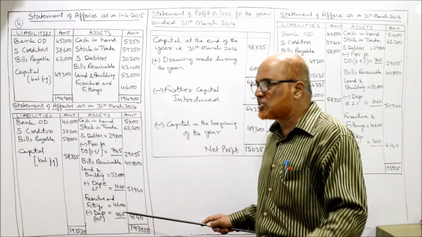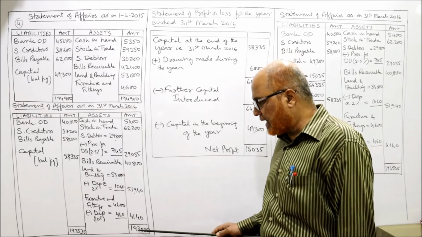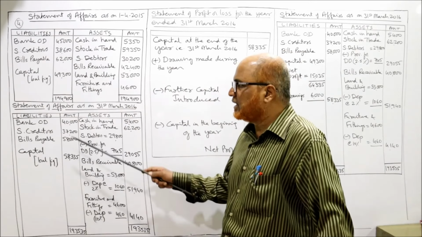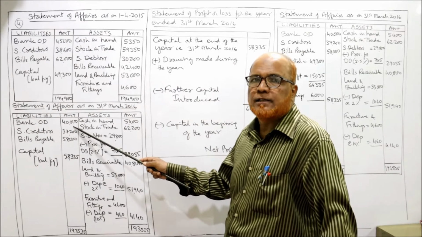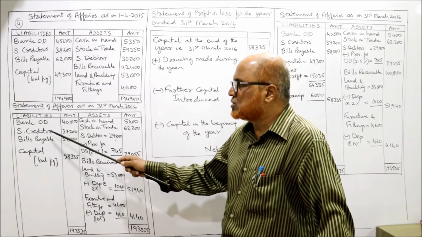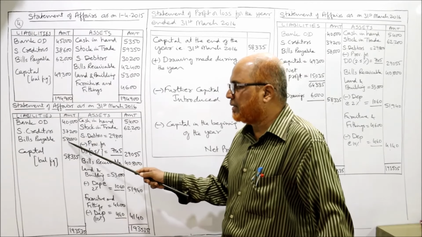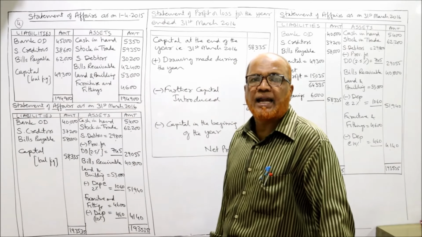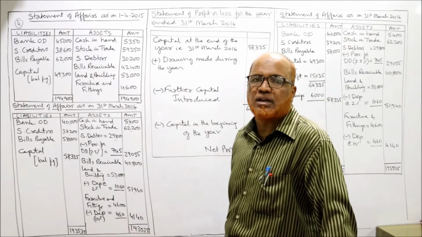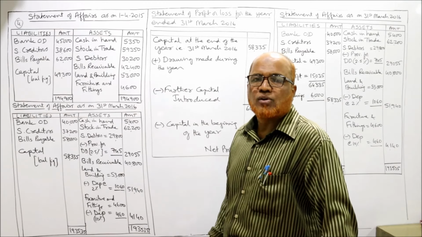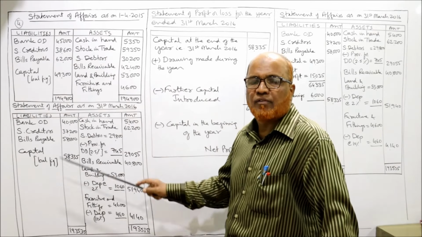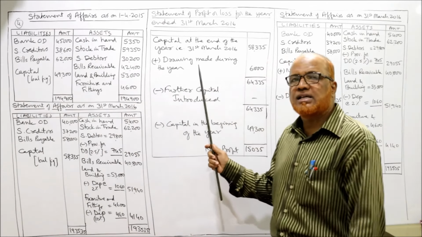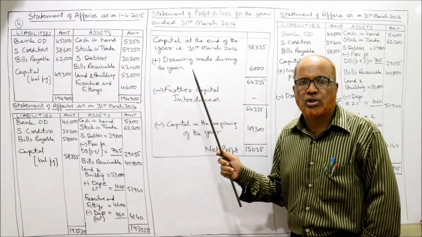After making all these adjustments, take the total of the assets, 1,93,535. So from 1,93,535 subtract the liabilities. Bank overdraft 40,000, sundry creditors 37,200, bills payable 58,000. Subtract these three amounts, you will get the capital at the end of the year 58,335. That's all. So we have prepared the opening statement and we have prepared the closing statement. We got opening capital, we got closing capital. Now we can easily make the statement of profit or loss.